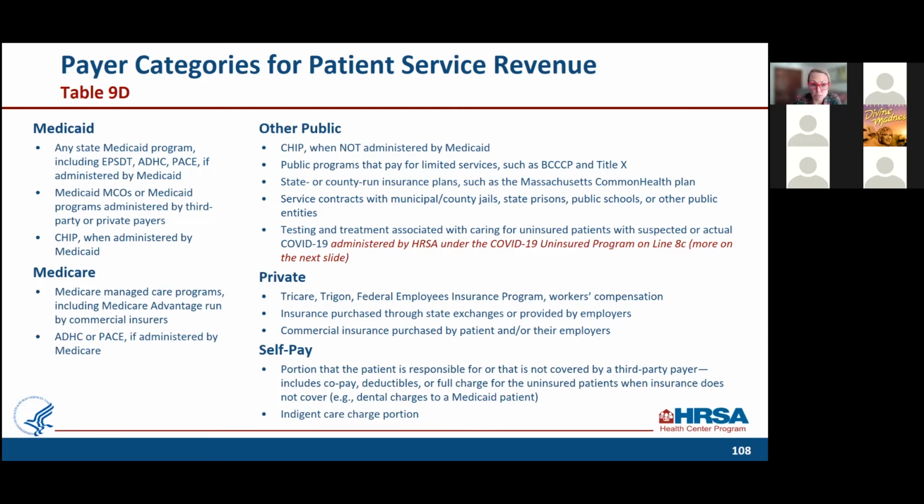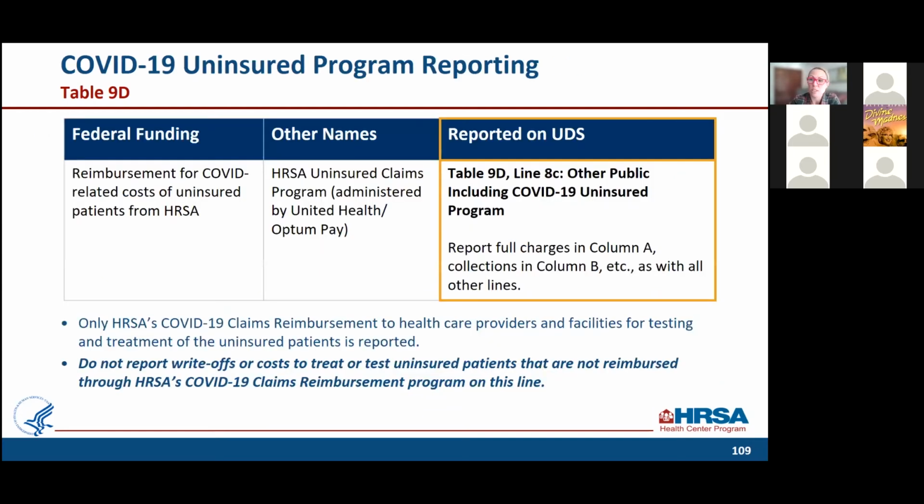Another example could be that a patient may have private insurance on table 4, but if no portion of the charge is covered by their private insurance, so the full charge is self-pay, it would be self-pay on this table. Or the patient's medical insurance may be Medicaid, but if the patient only had dental services that are not covered by Medicaid, then those charges and related collections or sliding fee would be reported as self-pay on this table. So it's just a way to give you a reference point as you're working through your UDS reporting.